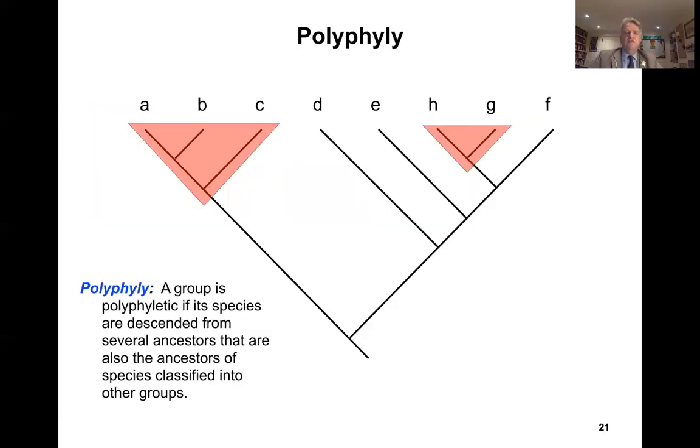Now, polyphyly is when you have multiple common ancestors that are separated by other common ancestors. And polyphyly really is, in a sense, a mistake of classification or taxonomy. So what would be a good example of a polyphyletic group? Well, what if we wanted to make a taxonomic group that included all flying vertebrates? So we would have pterodactyls in there, we would have birds, we would have bats, and clearly these groups are all distantly related from each other. That would be a polyphyletic group.